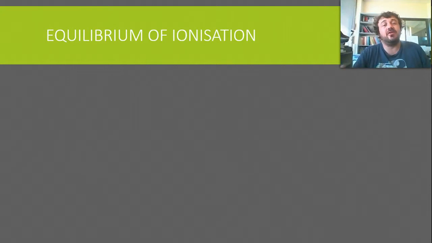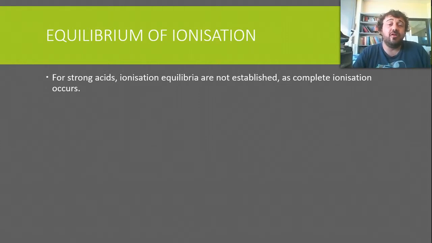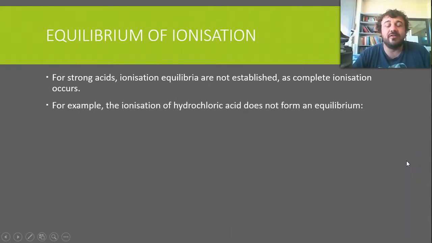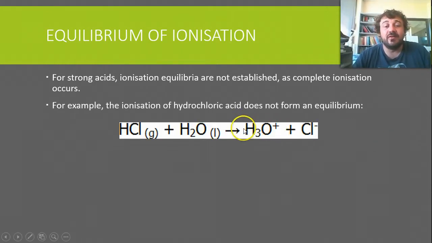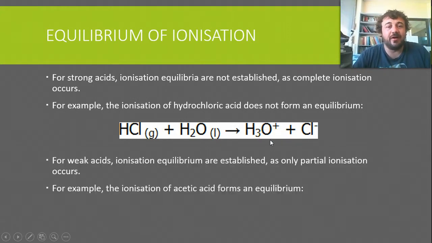Let's bring these two concepts together. For strong acids, there is no equilibrium. It shoots straight over to the other side. It's all done. So hydrochloric acid will not form an equilibrium, which is why we give it this arrow here. And remember, we're now including the water, and we're including the hydronium ion. Now, for a weak acid, an equilibrium is established because partial ionization occurs, which means there's still that constant, some reionizing and others coming back together.